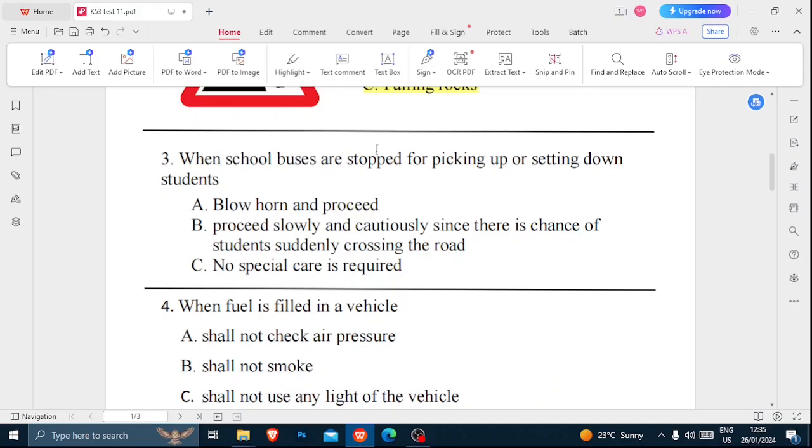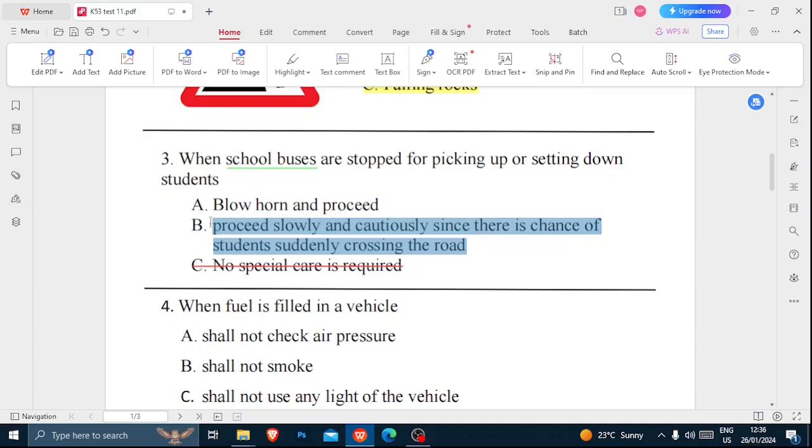When school buses are stopped for picking up or setting down students: A, blow your horn and proceed. B, proceed slowly and cautiously since there's a chance of students suddenly crossing the road. C, no special care is needed. Each time we talk about a school bus, we have to be very sure that special care is needed. So this one is incorrect. We say no special care is needed, so this one is incorrect. What you are supposed to do is proceed slowly and cautiously since there is a chance of students suddenly crossing the road.